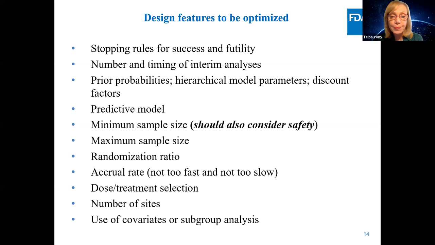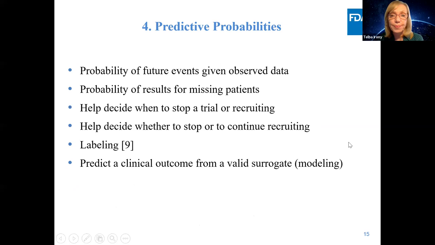You can optimize randomization ratio, accrual rate, dose and treatment selection, the number of sites, and the use of covariates or subgroup analysis. So another item that I think is very useful with the Bayesian approach and is not available with the frequentist approach is the predictive probabilities. That's a probability of future events given the observed data, the probability of results for some missing patients. It helps decide when to stop a trial or when to stop recruiting for the trial.